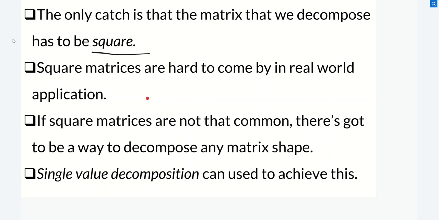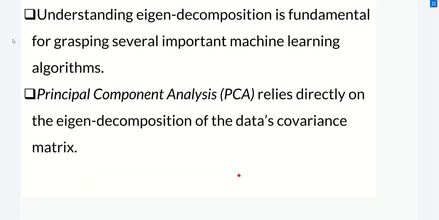Okay. All right. So if square matrices are not that common, there's got to be a way to decompose any matrix. This is where singular value decomposition comes in. So you see where we are coming from. We are decomposing it using the eigen decomposition, and we are saying that if you want to decompose it, it has to be a square matrix. But in real life, hardly will you come by any square matrix in your application. So we need to find a different way to do that. This is where singular value decomposition comes in.